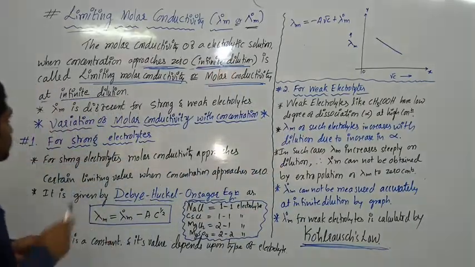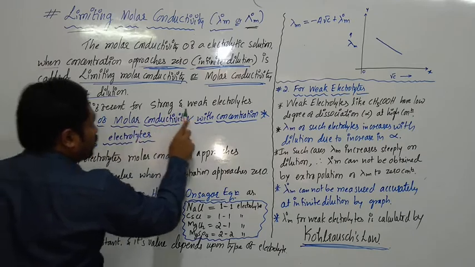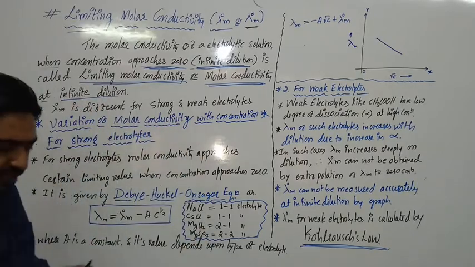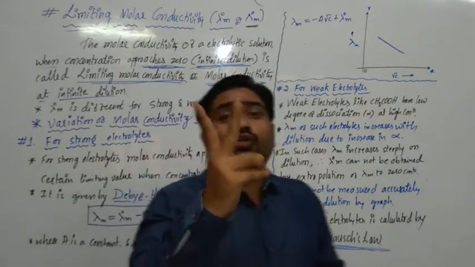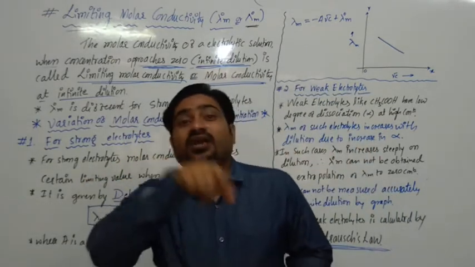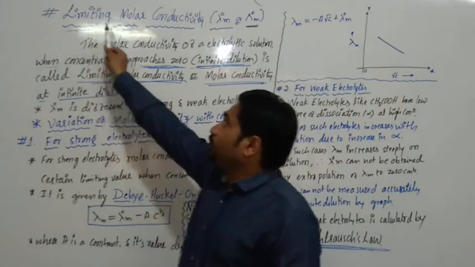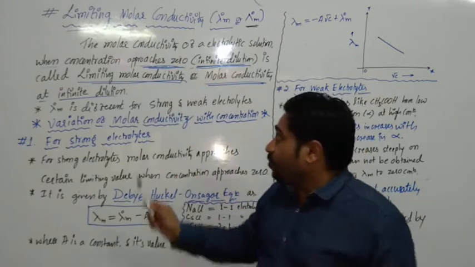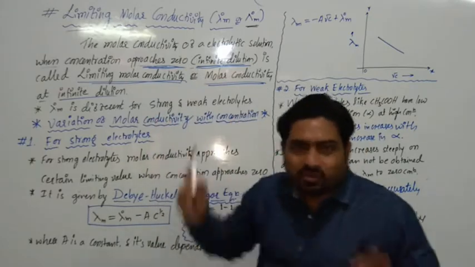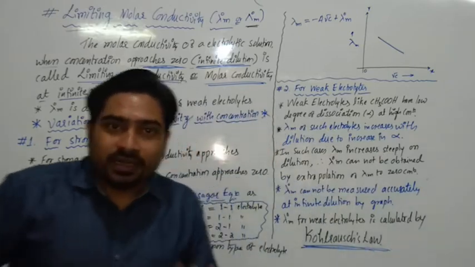The limiting molar conductivity is different for strong electrolyte and weak electrolyte. We know that there are two types of electrolytes. The first is called strong electrolyte, the other is called weak electrolyte. The limiting molar conductivity is not the same for both types of electrolytes.